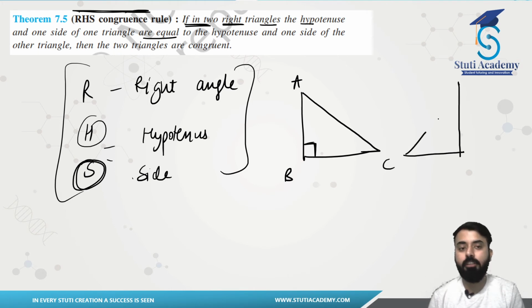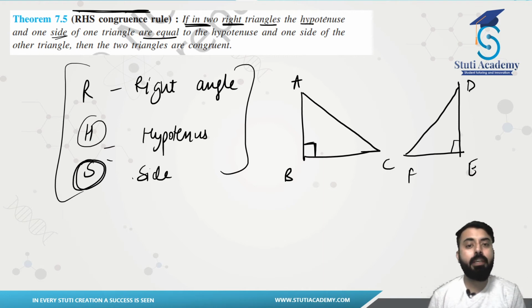Let's say it is like this, DEF, such that the right angle is at E. So if you have been given one side and one hypotenuse, let's say BC is equal to FE and AC is equal to DF. Remember, this is DF. Then the congruency rule that you should be using is your right angle hypotenuse side, considering 90 same as 90, hypotenuse AC is same as DF, and base BC is equal to EF.